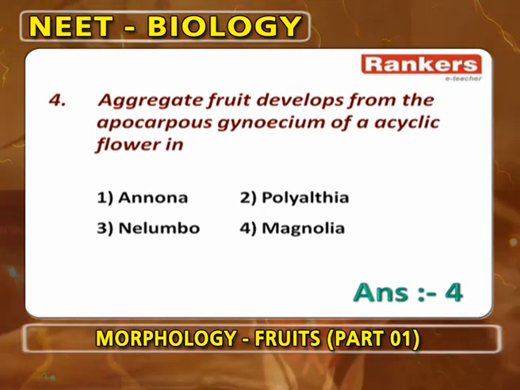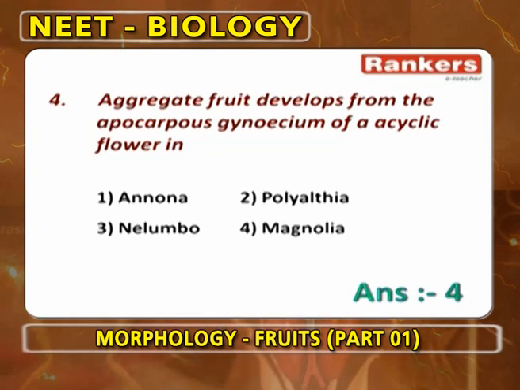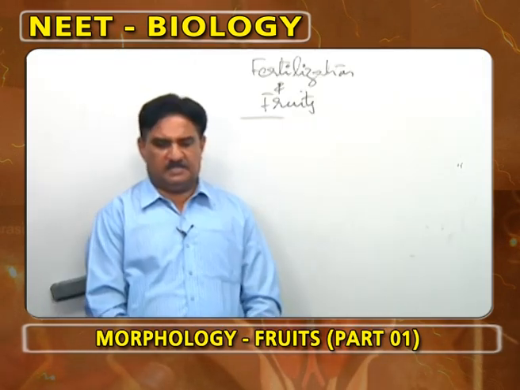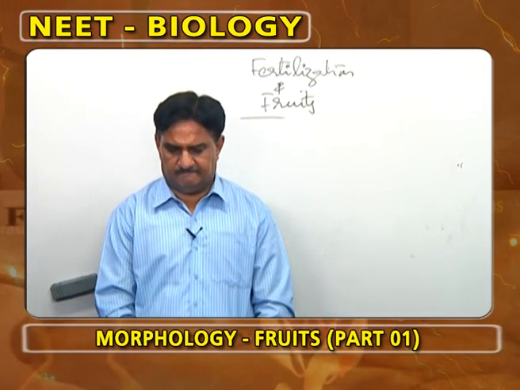Annona is etaerio of berries. It is a hemicyclic flower. Polyalthia is the same, etaerio of berries. It is a hemicyclic flower. Nelumbo is etaerio of achenes, but it is not acyclic or cyclic. It is apocarpous condition.